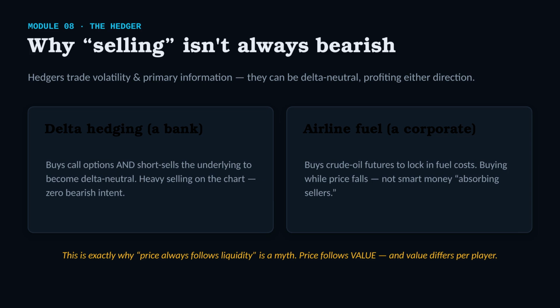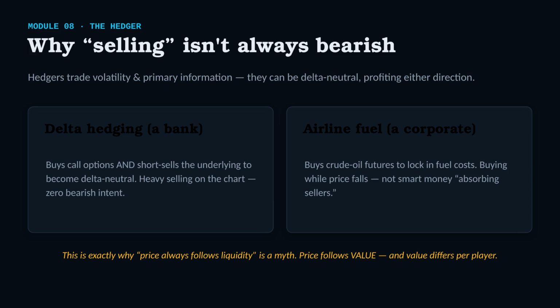Consider delta hedging. A bank uses a combination of derivatives and the underlying asset to hedge directional risk. That operation involves purchasing call options while simultaneously short-selling the underlying asset. Read that again. Heavy selling appears on your chart. There is zero bearish intent behind it. Similar to an arbitrageur, the hedger does not want to buy low and sell high because he is delta neutral. He is trading the volatility of the market, and he can make money independently of market direction.